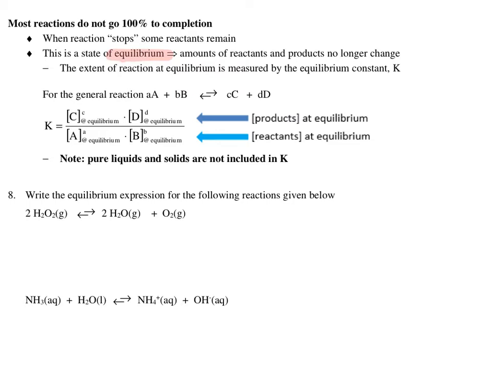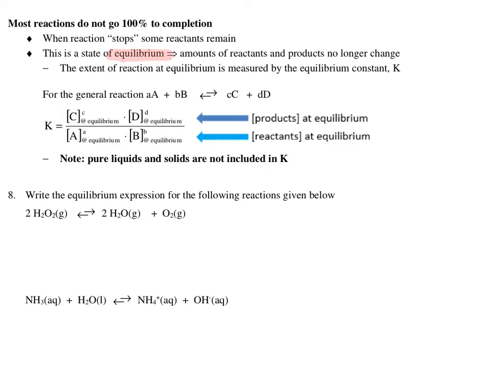Now, if we look at a theoretical reaction, K is an equilibrium constant. There's a value of K associated with every chemical reaction. It is obtained from the expression of the concentration of products over reactants.